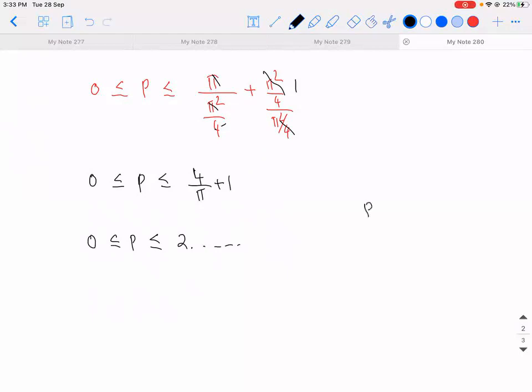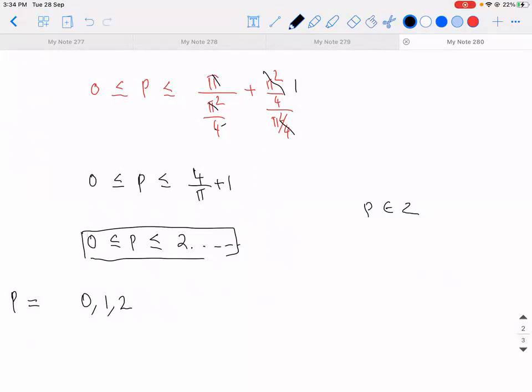Also in our question, it is given that p has to be an integer. So what are the integer values in between 0 and 2? 0 is an integer, 1 is an integer, 2 is also an integer, because 2 is actually less than 2 point something. The value of p can be any value like 0, 1 or 2. Okay, so p can take any value of 0, 1 or 2, right?